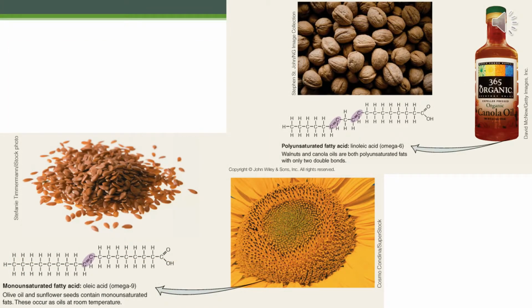Here at your right are two more examples of foods which contain a type of polyunsaturated fat, and these include walnuts and canola oil. And as you can see, there are two double bonds in that fat. And then at the bottom left is an example of a monounsaturated fatty acid, which is oleic acid. And foods which contain monounsaturated fats are olive oil and sunflower seeds.